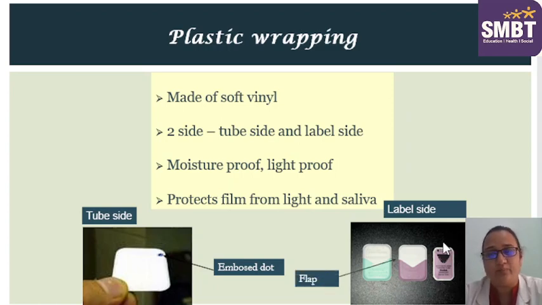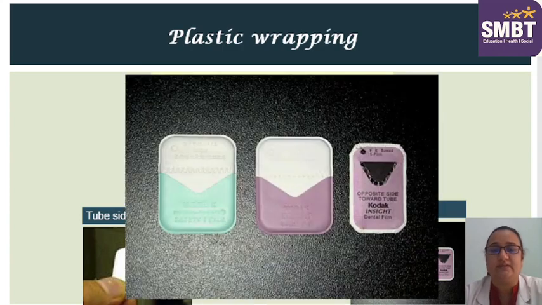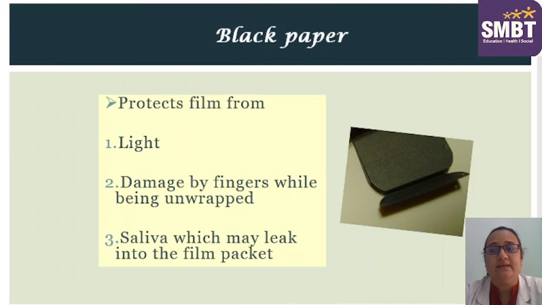So there is a flap. When you open that, you can remove the film from inside. So this is how it is. Then there is a black paper. This black paper is present on both sides of the film. It protects the film from light, damage by the finger while unwrapping, and saliva which may leak into the film packet.